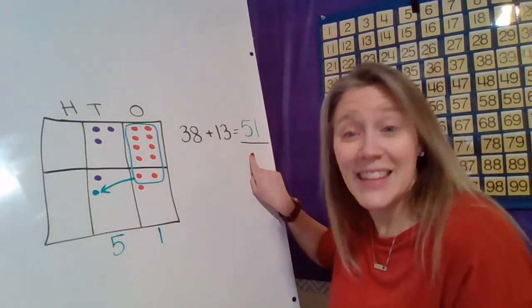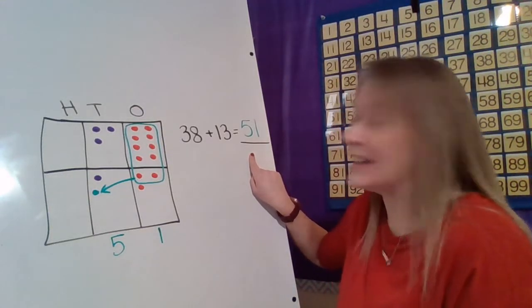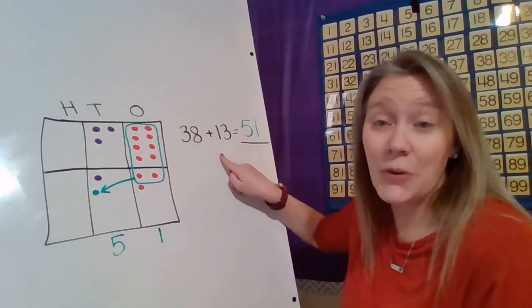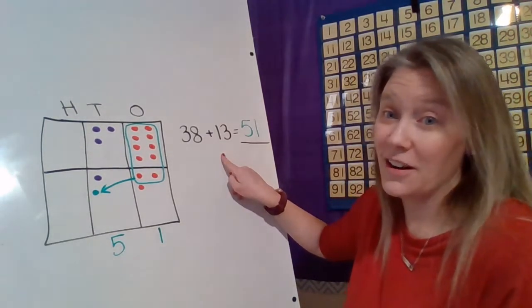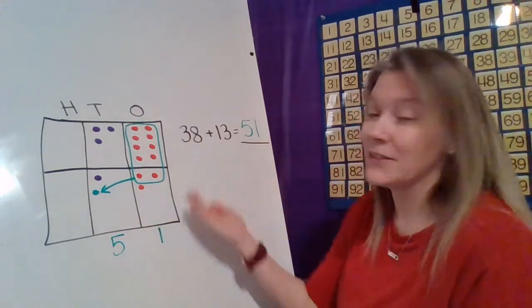This, boys and girls, is how you model adding a two-digit equation. So you have 2 numbers, and each number is a two-digit number. And how do you model that on your place value chart?